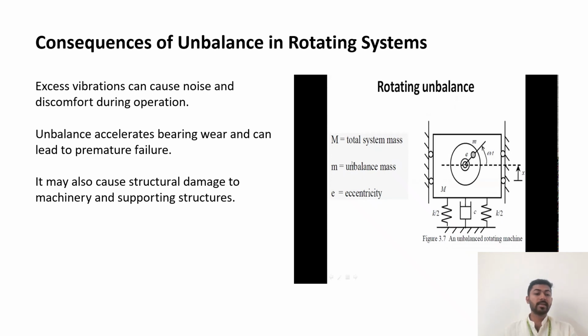Unbalance accelerates bearing wear and can lead to premature failure. It may also cause structural damage to machinery and supporting structures. The rotating imbalance: capital M equals total mass, small m equals unbalanced mass, e equals eccentricity.